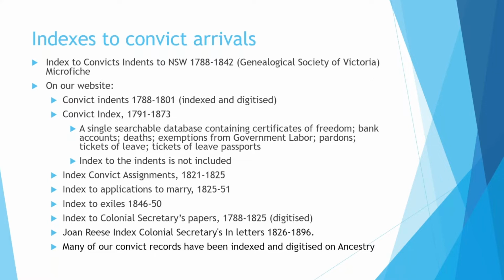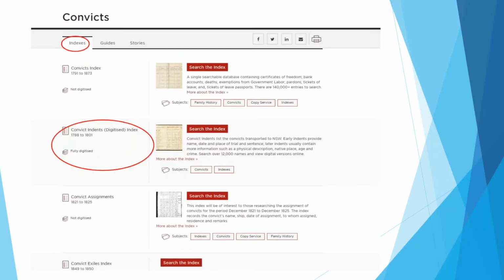Following on from that is the Joan Rees Index to Colonial Secretaries in Letters, 1826 to 1896. Now, this is available in our reading room and the New South Wales State Library. As many of you would know, many of our convict records have been indexed and digitised on Ancestry. Although Ancestry is a subscription fee-based service, it is available to look at free in our reading room, the New South Wales State Library, and many of the local libraries around Australia. So it might be good to check with your local library to see if they do provide free access to Ancestry.